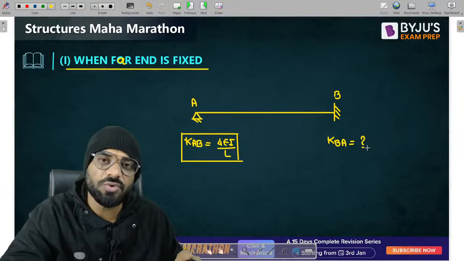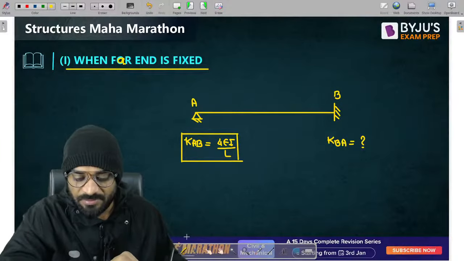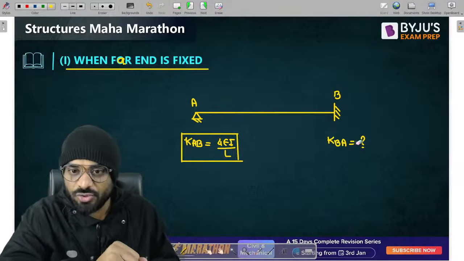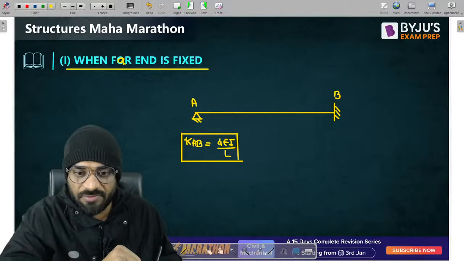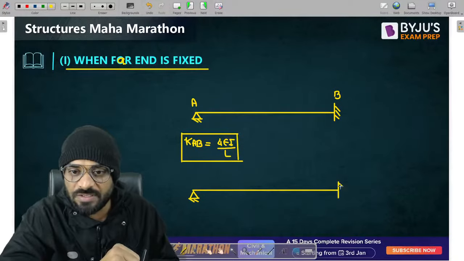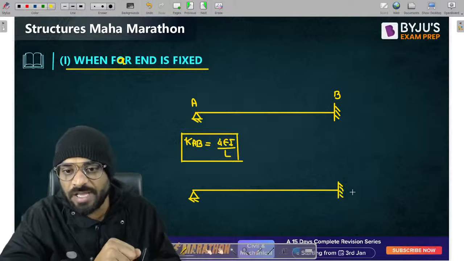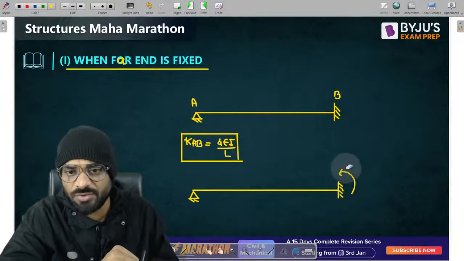It should not be equal to 2 EI by L. Why? Let me explain. It should not be negative. Let me show you that. So guys, as per our definition, if you want to find out the stiffness from B to A, you need to apply the moment over here. Correct? You need to apply the moment over here. Yes or no?